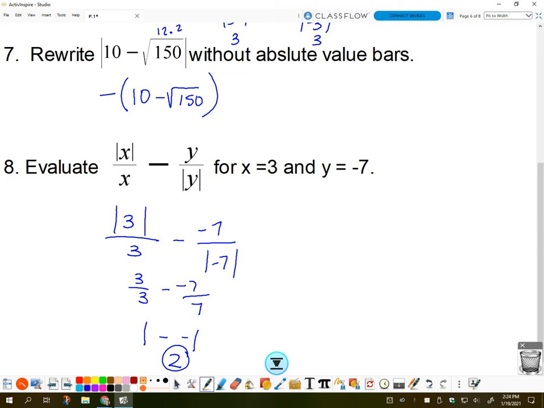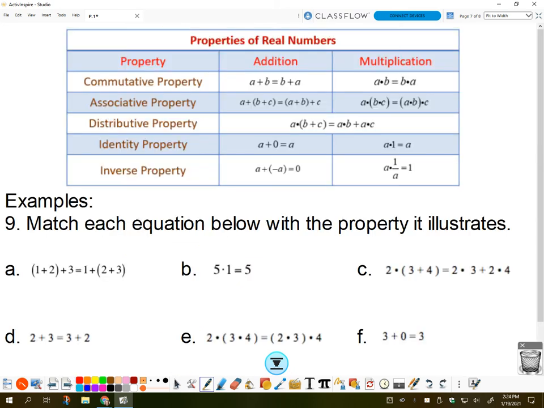Alright, I think that is all that I have. Let me double check. Oh, nope, I forgot. We had one more thing. Sorry. Alright, so property of real numbers. So these are the properties that you've probably learned the first time, like in middle school, honestly, for most of them.